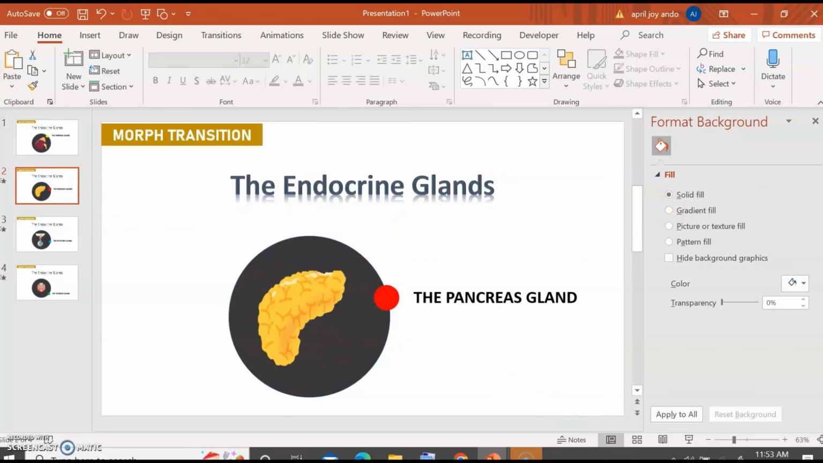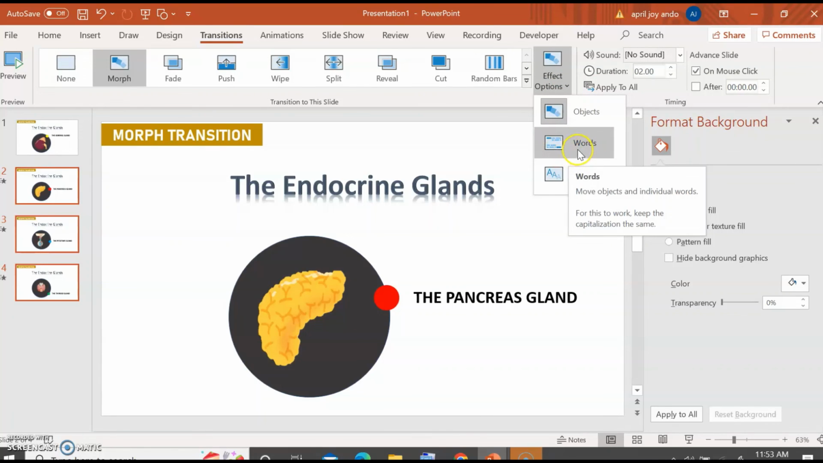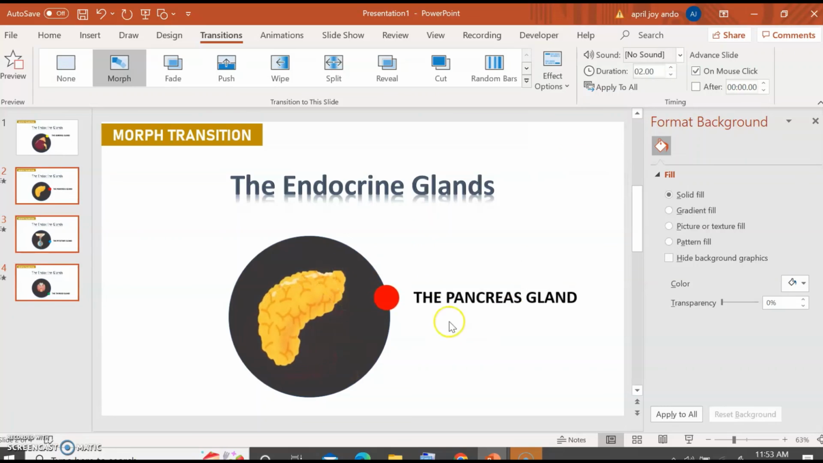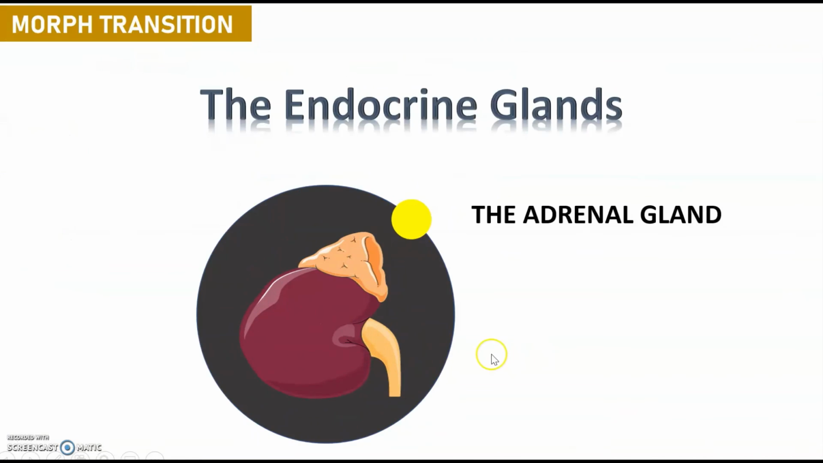Let's just make one more change here. So we're gonna go to transitions, and under effect options, you can click on the words. Okay. So as you notice, the word "the" and "gland" is actually like in a morph transition too, not just the image. You can also change, by the way, the transition duration or the time. So once again, from the top, let's see this in the slideshow presentation.